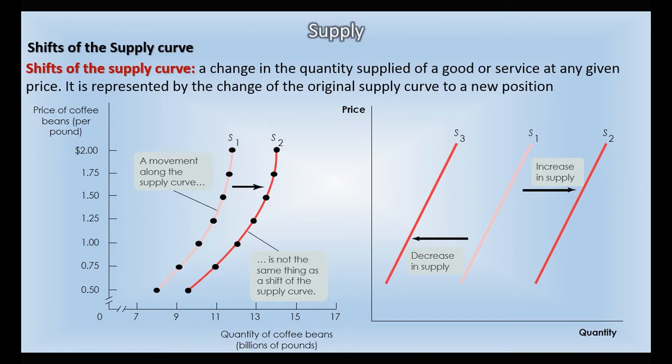So an increase in supply is a shift to the right. A decrease in supply is a shift to the left. A movement along the curve is a change in quantity supplied, either an increase in quantity supplied or a decrease in quantity supplied.